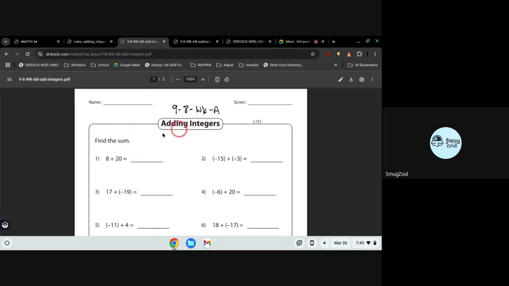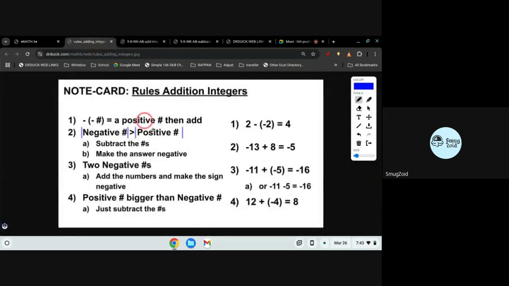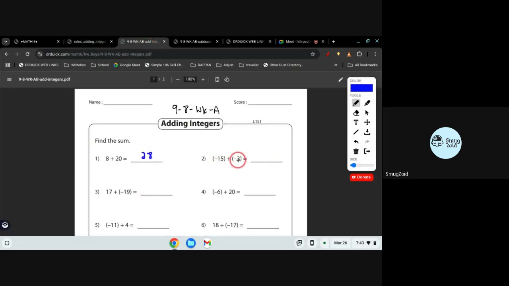So we're just adding integers on this worksheet. So I think 8 plus 20 is pretty easy. 28, it should be good. Let's do this one. This is where it gets weird. Minus 15 and minus 3. Let's look at my note card. Two negative numbers. That's what I have. Blank, blank equals blank. So let's take a look at this again. Minus 15 minus 3 is minus 18. That's not bad, right? How about this one? 17 plus minus 19?